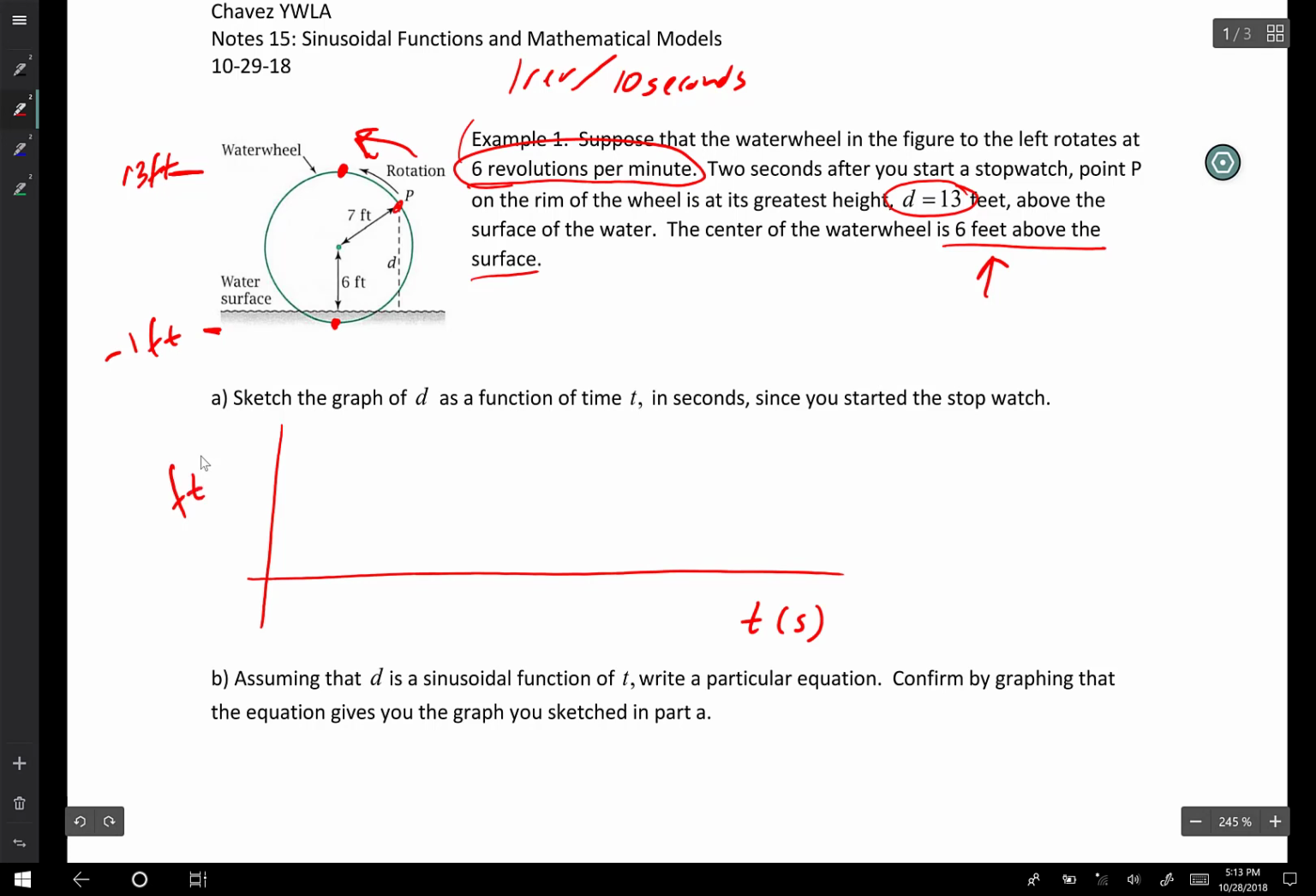So the highest that this dude ever goes is 13 feet. So I'm going to say 13 is right here.